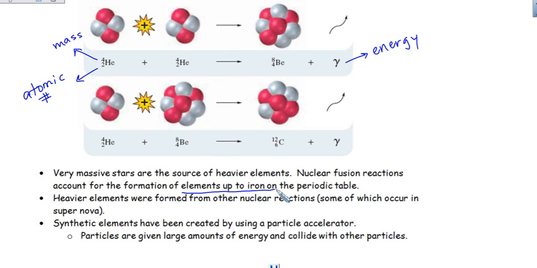Now after that, some of the heavier elements were formed from different kinds of nuclear reactions, which we will look at in the next few videos. And as you get down toward the bottom of the periodic table, there are many elements that are synthetic, that were formed in these particle accelerators. We'll also look at particle accelerators in class more.